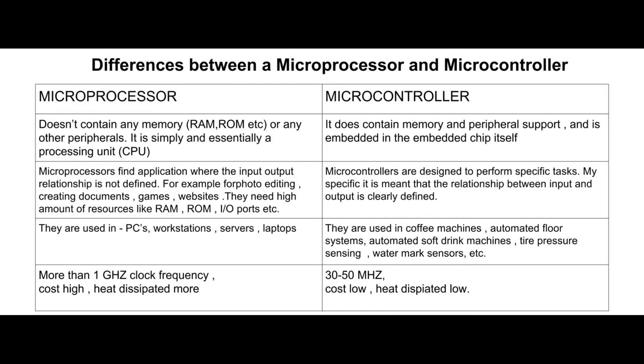A microprocessor works at one or more gigahertz clock frequency. Cost is high and heat dissipated is more. On the other hand, a microcontroller works well in the range of 30 to 50 megahertz clock frequency. Cost is low and the heat dissipated is extremely low.